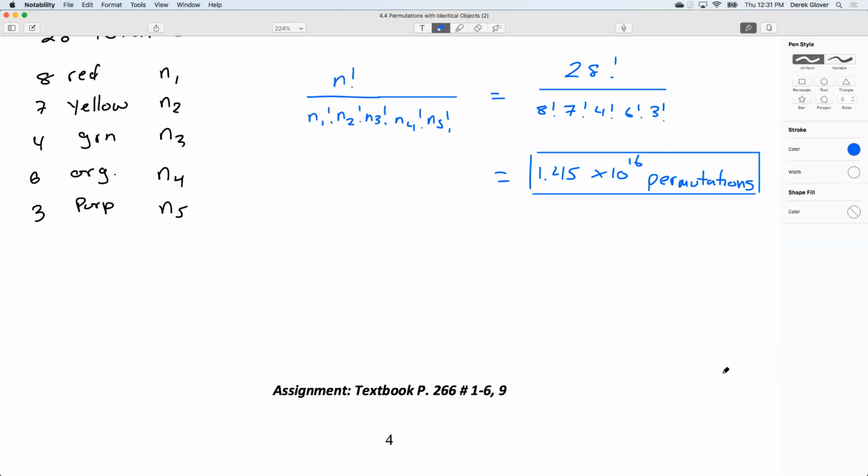So that is pretty much it for the notes today. The big idea is you take the total number of objects and then divide by the number of repeated objects for every single one that's repeated.